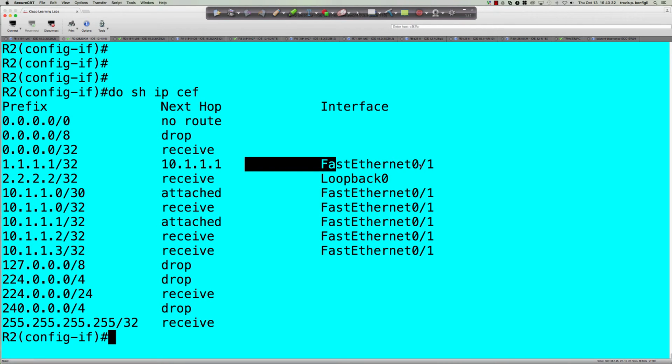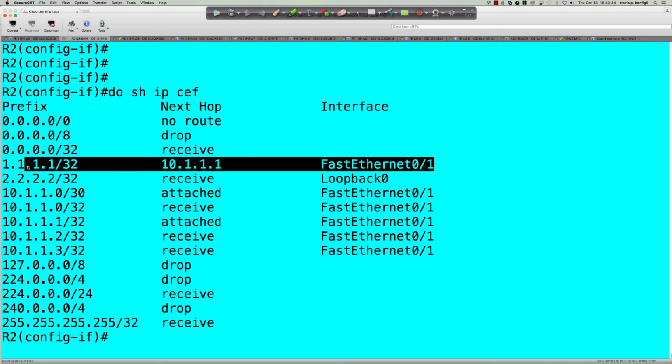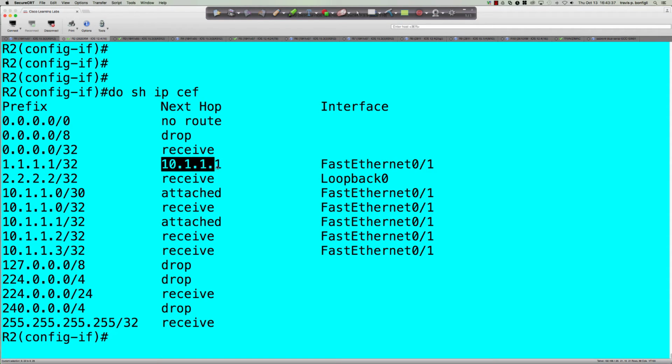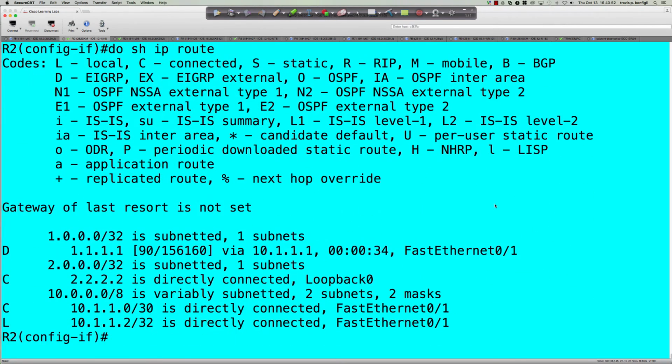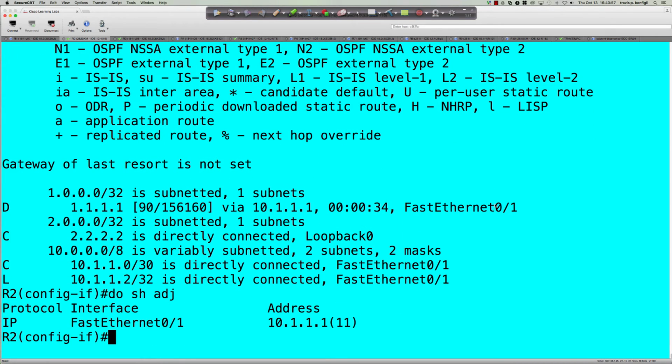I'm receiving that 1.1.1.1 entry from router 1, and there is the next hop information. So here is my layer 3 IP address next hop reachability information in the FIB, right? Built off of the information that's in my RIB, do show ip route. There's that 1.1.1.1. So now we say do show adjacency. Okay, well now I do have an adjacency because traffic is flowing over FastEthernet 0/1. Do show ip arp.